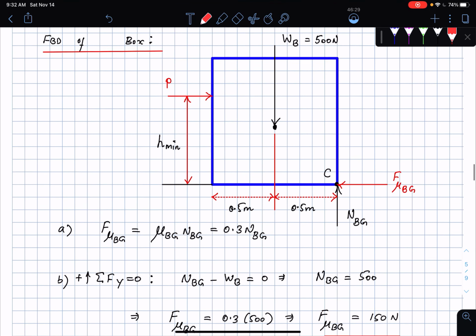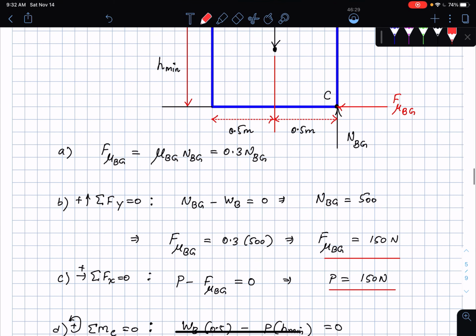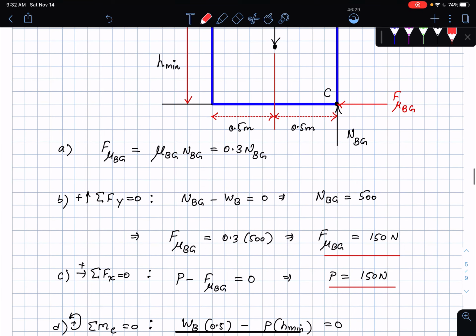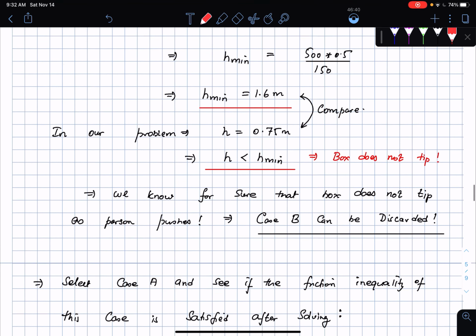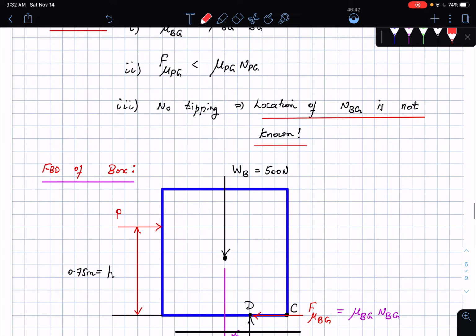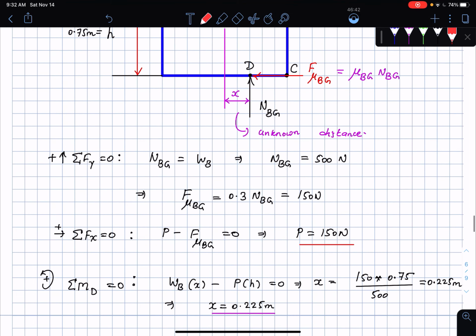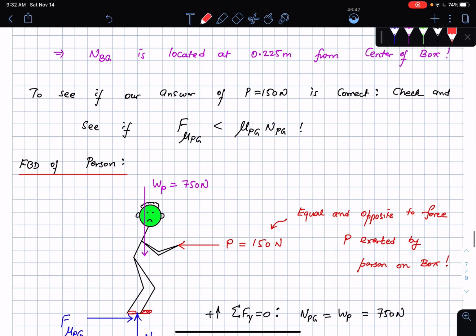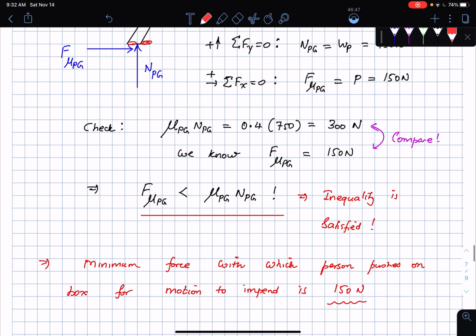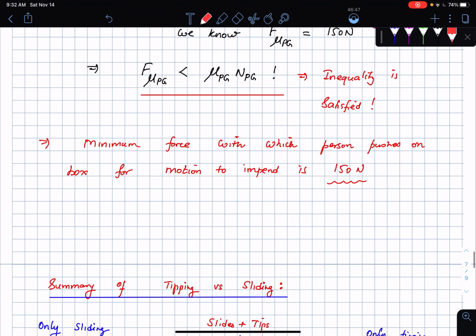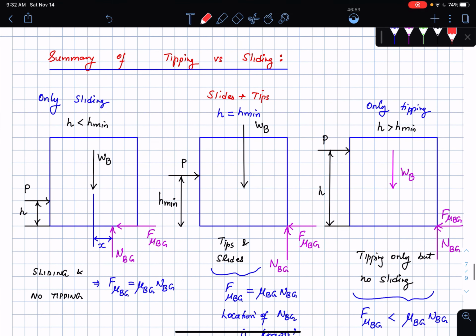Once you find the minimum height and then find that the height at which we are applying the force is larger than this, then tipping can be neglected. So we go to the next case where we have sliding, which is case A. Go through the equations and then find out if the inequality is satisfied. Once you see the inequality satisfied, end of the story. And this is a brief summary of tipping versus sliding motion here.